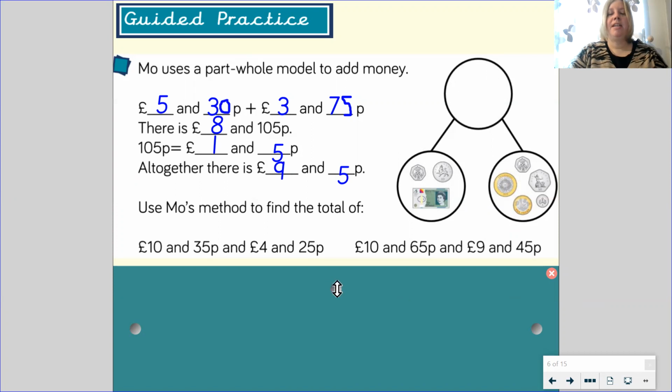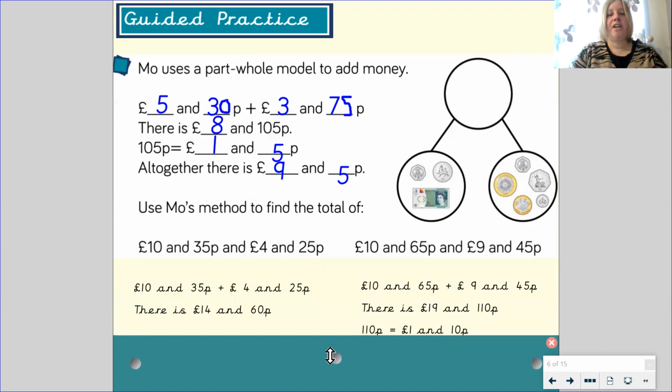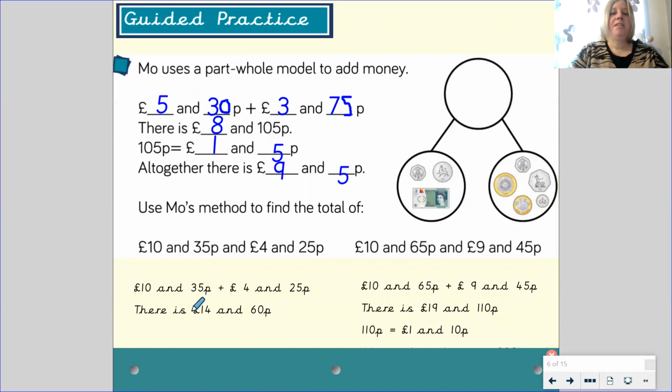Let's have a look at the answers. So let's have a look at our first one and see how we got on. So the number sentence we should have written for our first calculation is £10 and 35p add £4 and 25p. If I add my pounds together first, I have £14. Then I add my pence together. 35p add 25p equals 60p. So altogether there is £14 and 60p.